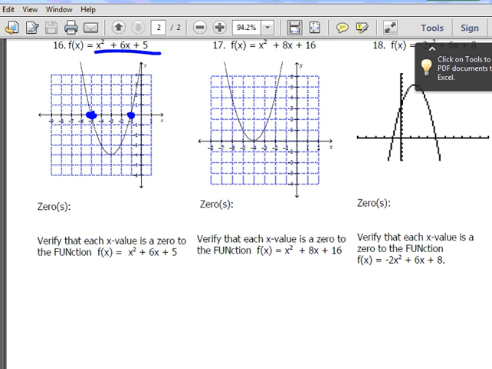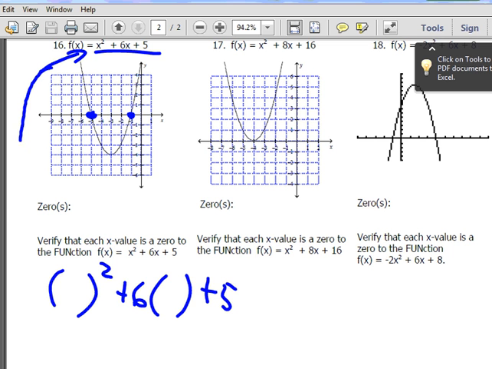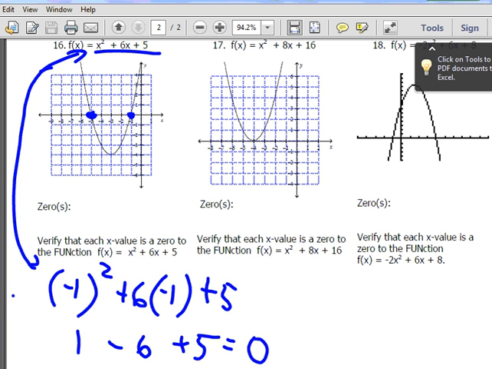I stick in -1 into the formula. Here's the formula. Stick in a -1 there. So I'm putting empty spot squared plus 6 times the empty spot plus 5. That's just this formula right here. And now I'm going to drop in -1 and see if it really works. -1 squared is 1. 6 times -1 is -6 plus 5. Is 1 minus 6 plus 5 equal to 0? Yes, then I verified. -1 works.